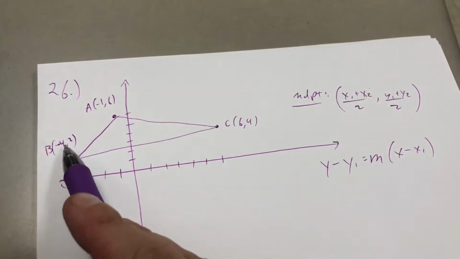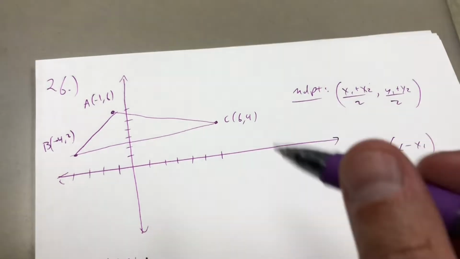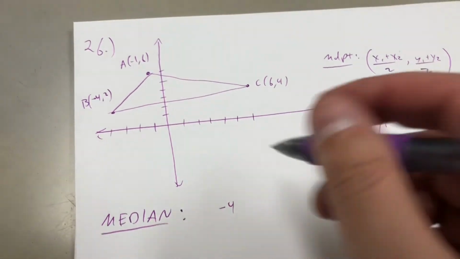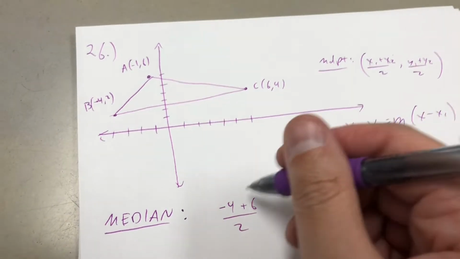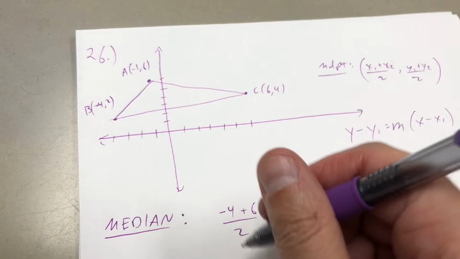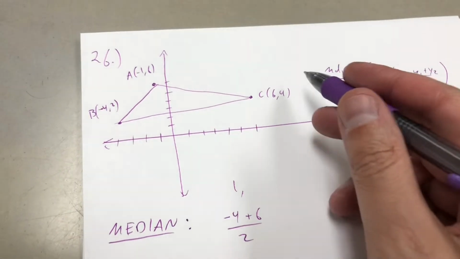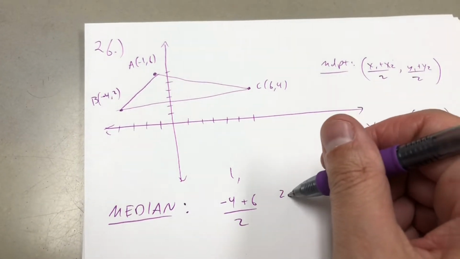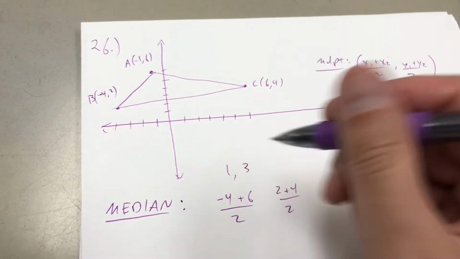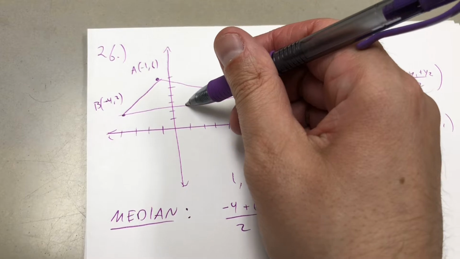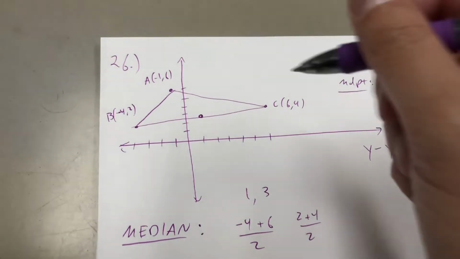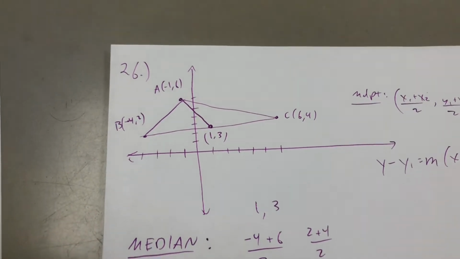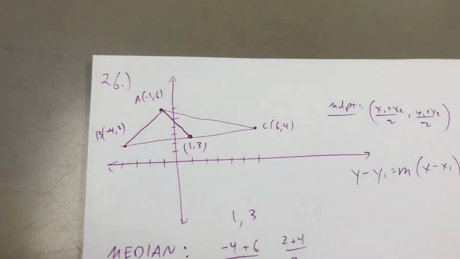In this particular case, the x's for BC are -4 and 6. If you divide that by 2, you get 1. And if you average the y's, they are 2 and 4. 2 plus 4 divided by 2 is 3. So the point (1, 3) is where that midpoint would occur. I know that's not really on my graph, but put it in there, okay? So there's my median.